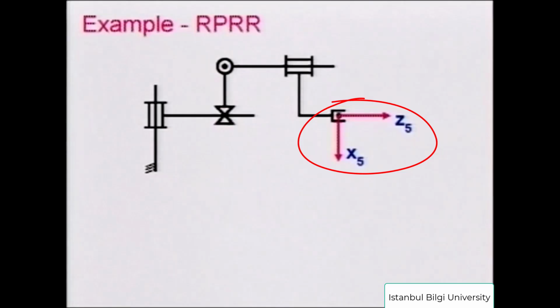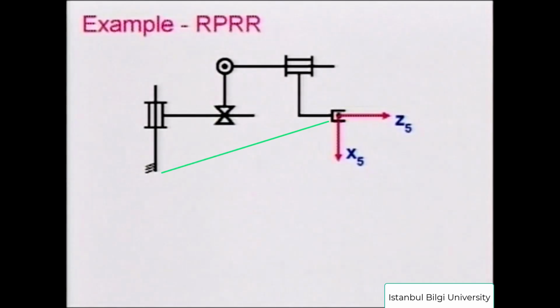Let us start with this red frame. We are giving you a frame. We are calling it x5, z5. This is a frame attached to the end effector. That is, our task and goal is to find the transformation from the base to that frame. So, we now have frames from 0 to 5, and we need to find the DH parameters for these frames.